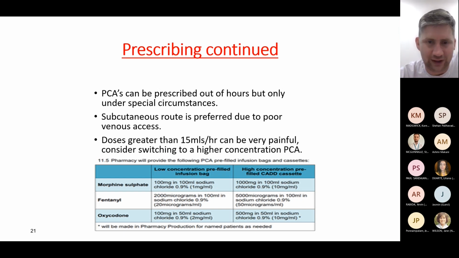And there's a little brief talk about how much we normally do. For morphine sulfate, which is the most common, it's usually 100 milligrams in 100 mils. That's how we dispense it. 1,000 milligrams in 100 mil sodium chloride is the high concentration one. So as you can see, it's 10 times the strength in the same fluid. So please, please, please be careful.